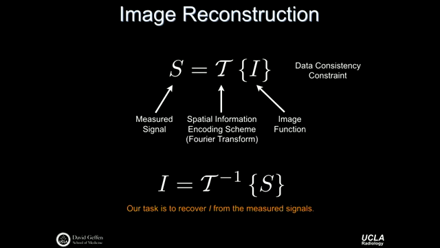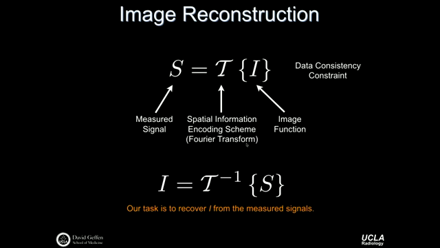But the basic problem amounts to something like this. We have a bunch of measured signals. This is just a general statement for image reconstruction. You have a bunch of signals that you measure, whatever they are. They might be projection information in CT. They could be positron counts in a PET scanner. They could be k points that you measured in an MR scanner. And the measured signals relate to the underlying image function, the thing that you care about, through some spatial information encoding scheme. There are lots of different ways to encode spatial information.